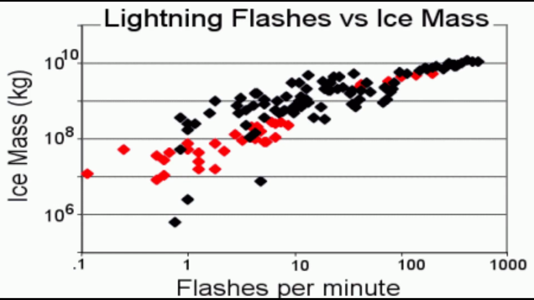Also, why exactly we get lightning in volcanoes or on Venus, where obviously there is no ice. Presumably it's static electricity, so there's some triboelectric effect, some rubbing things together to generate that static electricity. But no one really understands exactly what's going on there.